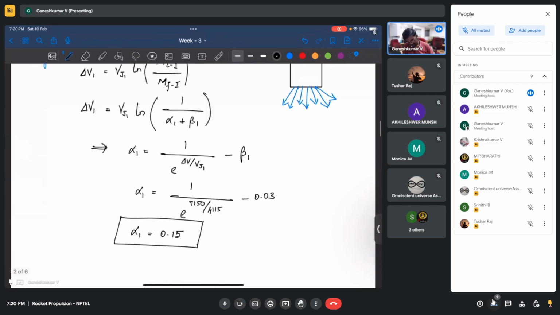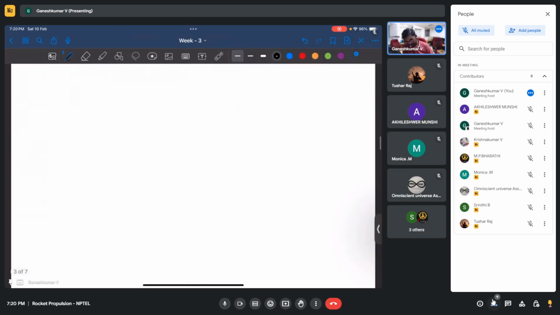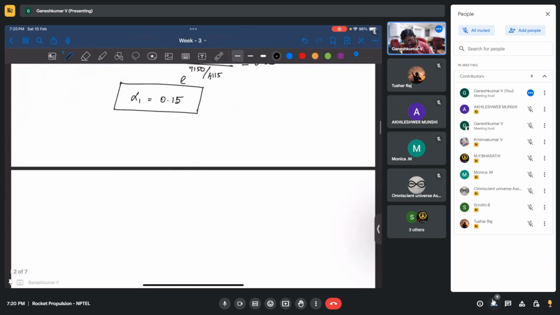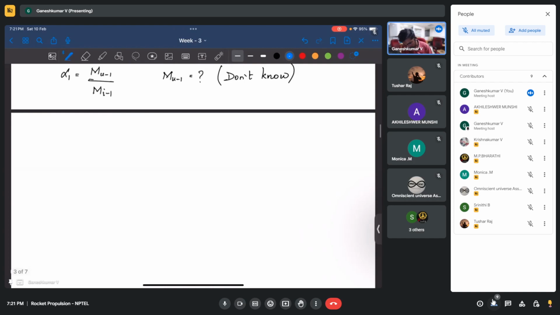So this alpha 1 is going to be simply the payload of my first stage divided by the initial mass of the first stage, but mi of 1 we don't know yet because we don't know the second stage mass yet, right? So first let's try to solve the second stage. It's the same thing we did in the last tutorial also. First again we'll solve stage 2.